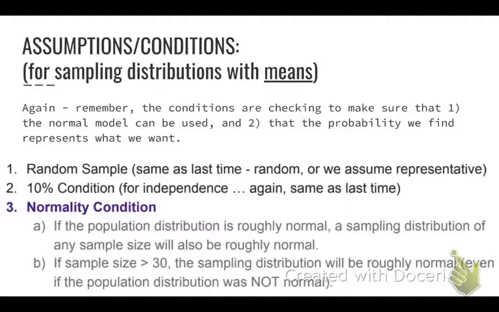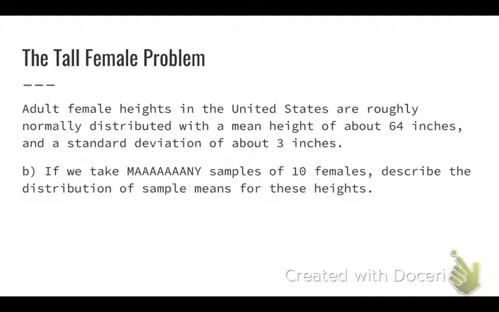And if it is, then the sampling distribution will be roughly normal. Okay, so those are your two things to be checking for normality. So I'm going to work through this last problem. Adult female heights, again, 64 inches, standard deviation of 3. If we were to take many, many samples of 10 females, describe the distribution of sample means for these heights. So what do you think?